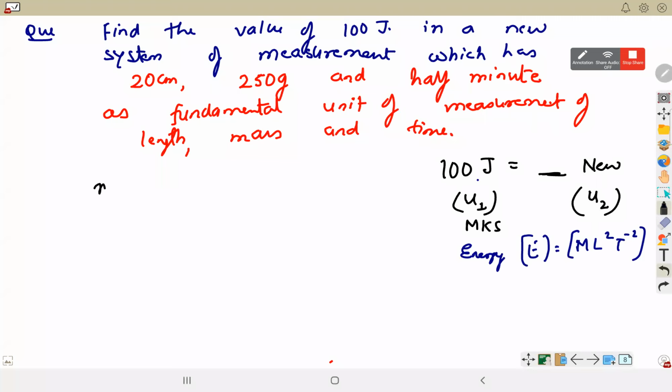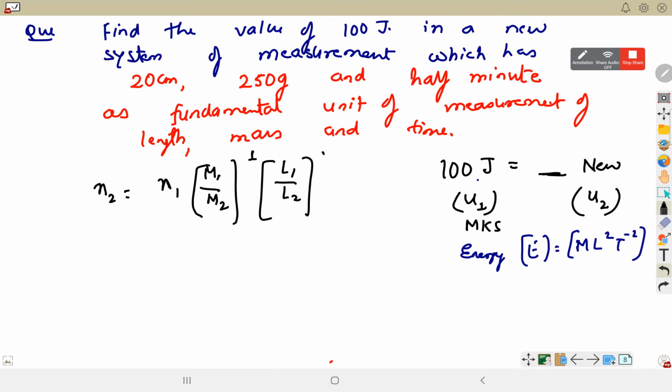ट्राई करो बिल्कुल. ये N2 is my formula लिखे दे रहा हूँ. N2 is N1 (M1 by M2) to the power, because it is the energy, mass to the power 1, length to the power 2, and time raised to power -2.